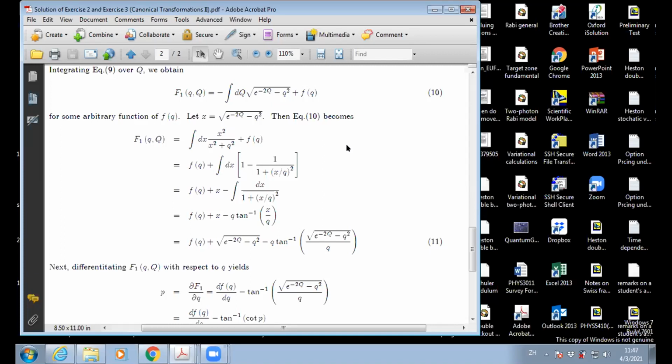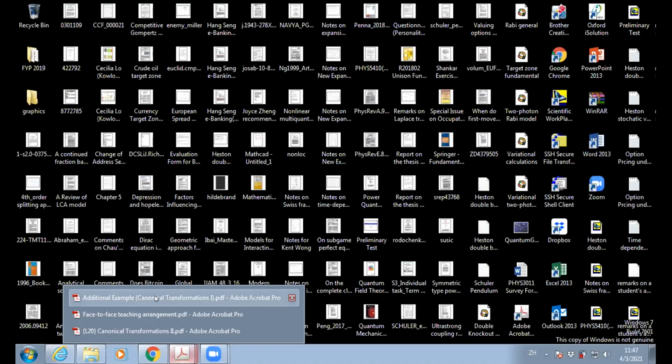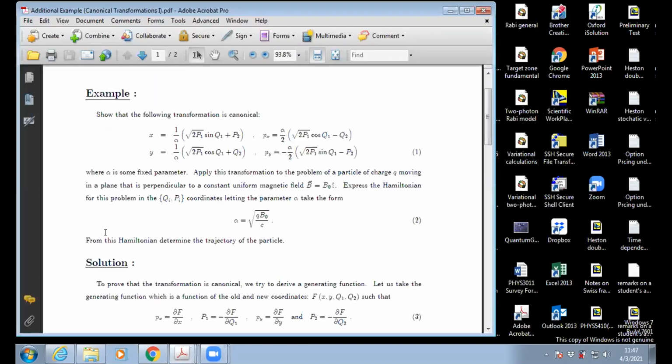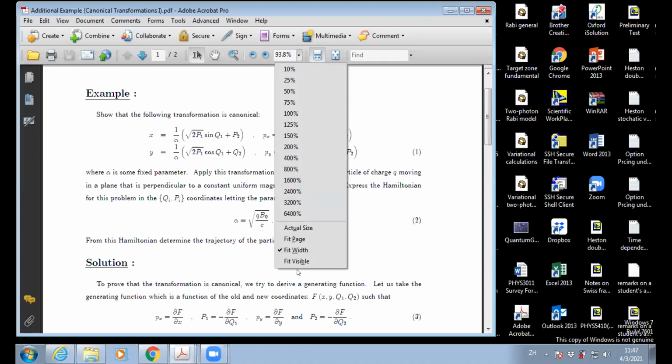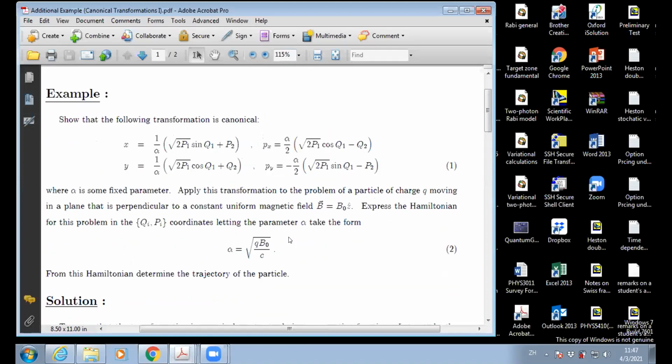Any questions? If not, then I will give you another example. Show that the following transformation is canonical. Now this time we have a two-dimensional problem. Here alpha is some fixed parameter.